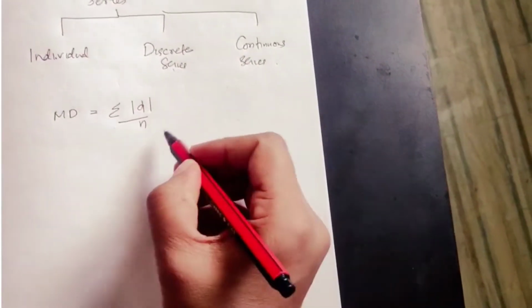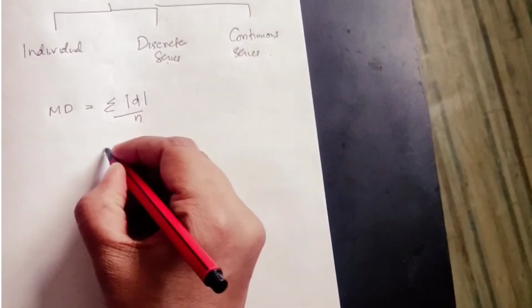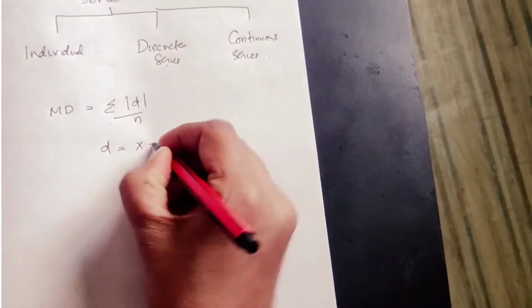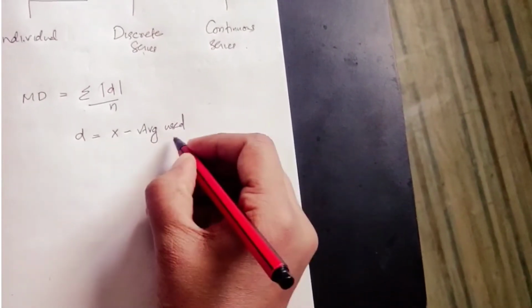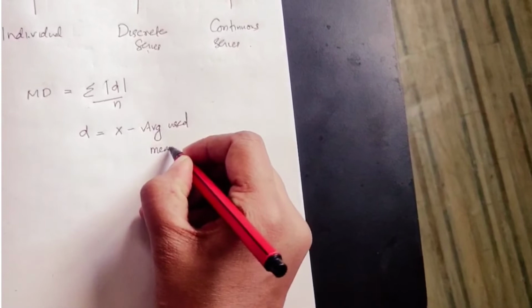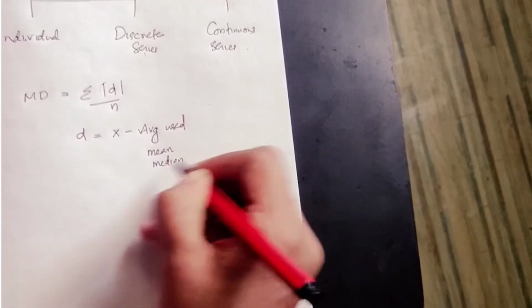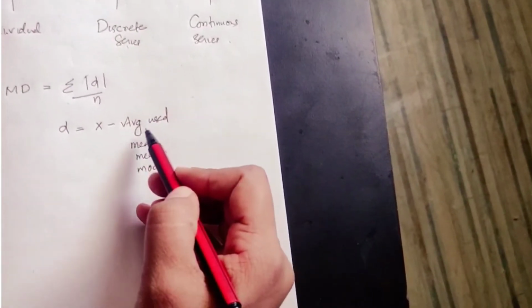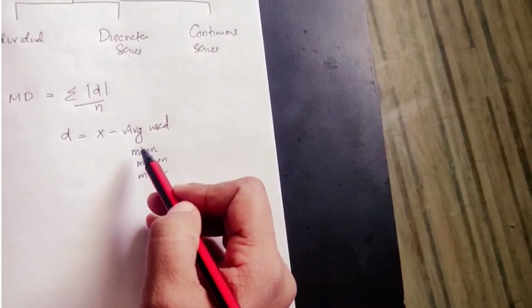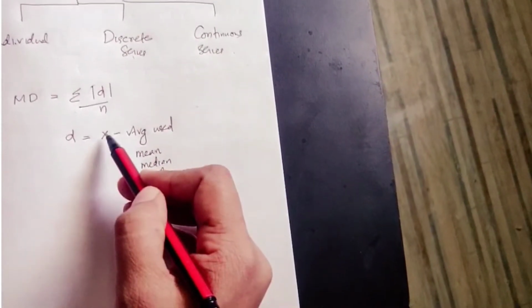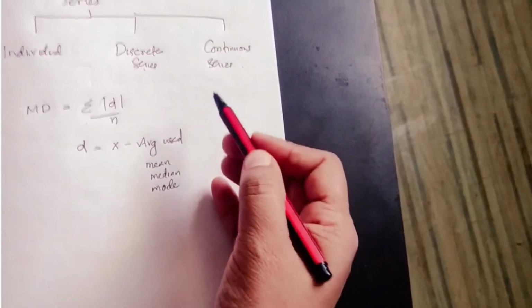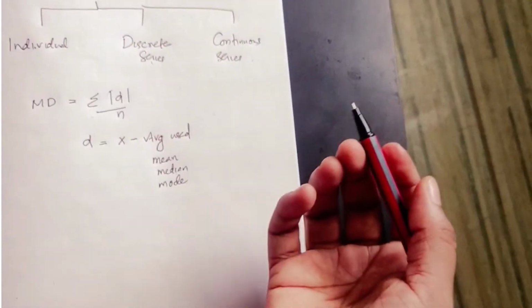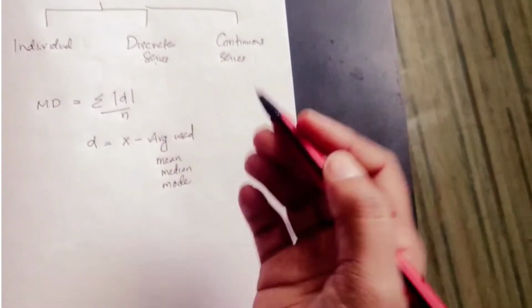Now we should know what d is. d equals x minus average used. We can use different averages like mean, median, and mode to calculate d. We will subtract this average which we have used from the x factor and find d. After that, we will find the modulus d. Modulus d means we will avoid the negative sign that we have obtained while calculating d.